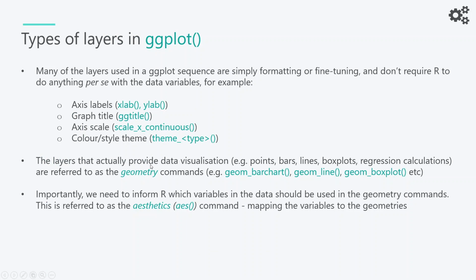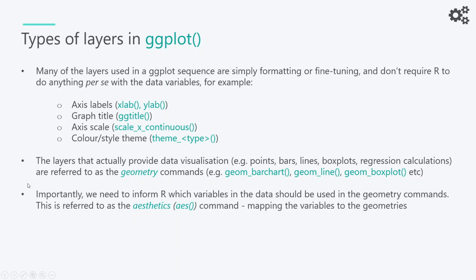So just to explain this a little bit further, many of the layers that we'll use in a ggplot function sequence are really just about formatting and fine-tuning, and we really have an endless array of options here. We can choose labels and graph titles and scale the axis and color the axis and a lot more. None of these per se are actually doing anything to the data or choosing or manipulating the data variables in any way. They're simply formatting the appearance of the graph.